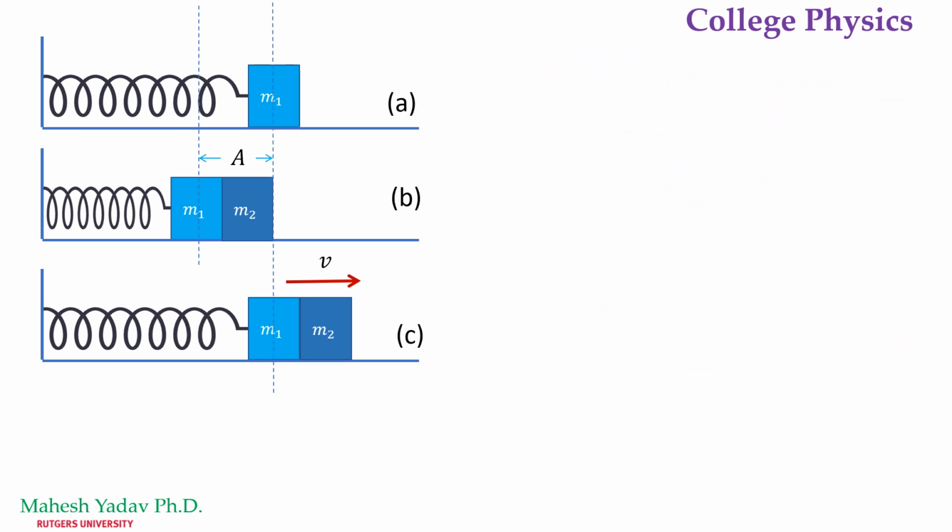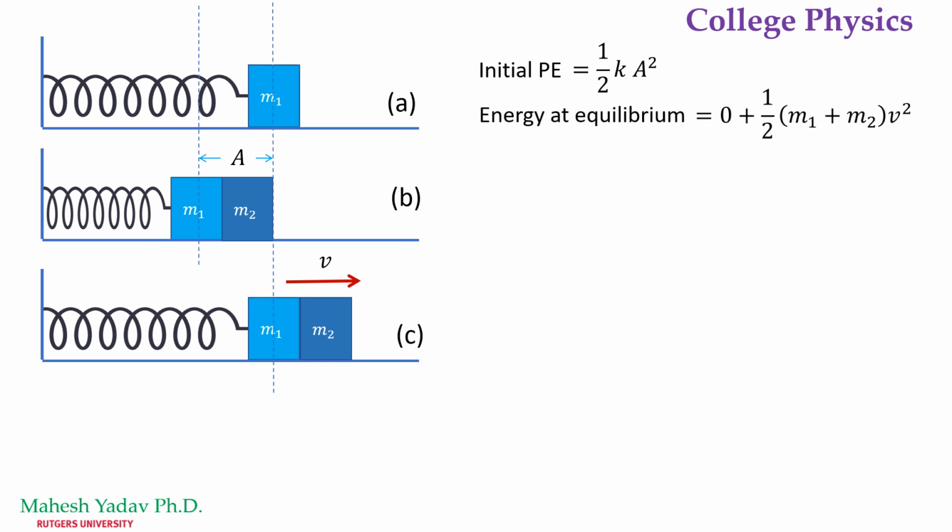When the spring is compressed by distance A, the initial potential energy is half times K times A squared. Since the kinetic energy is zero at compression, its total energy is the same as the potential energy. When it moves to the equilibrium position, as shown in C, the potential energy is zero and the total energy is kinetic energy, which is half (m1 plus m2) v squared.